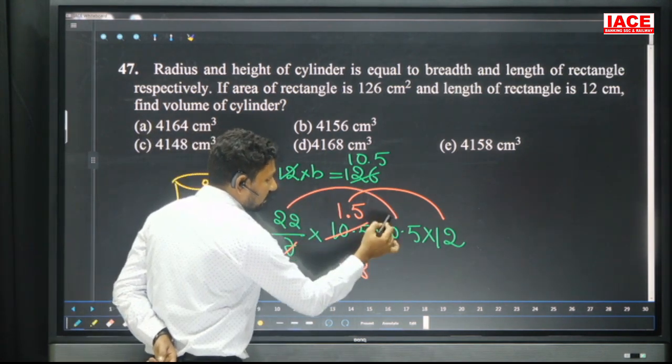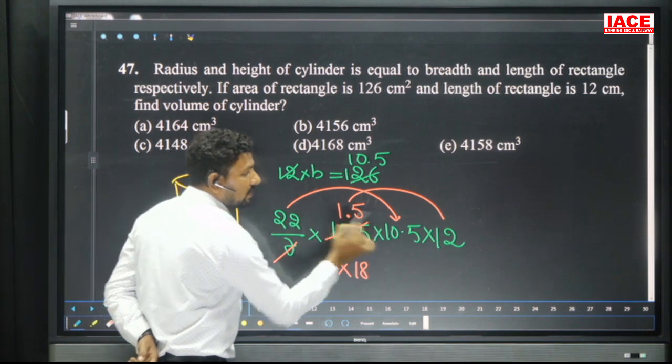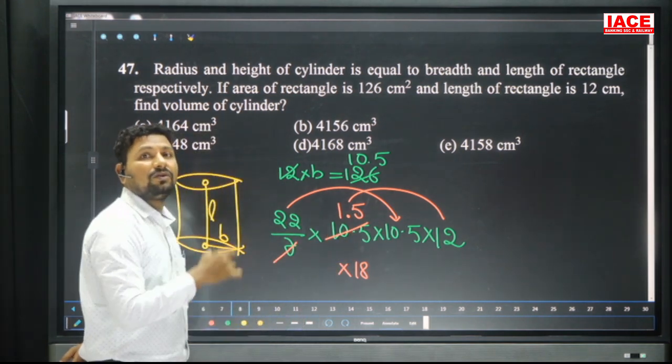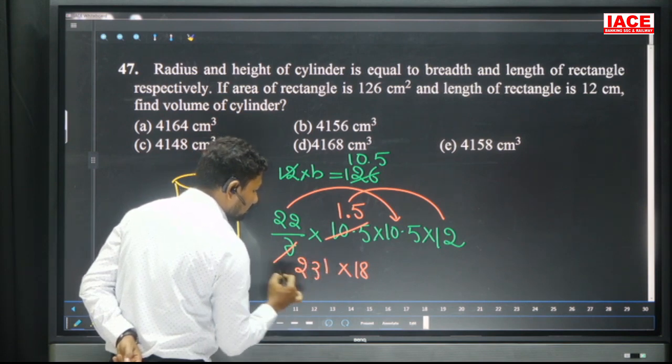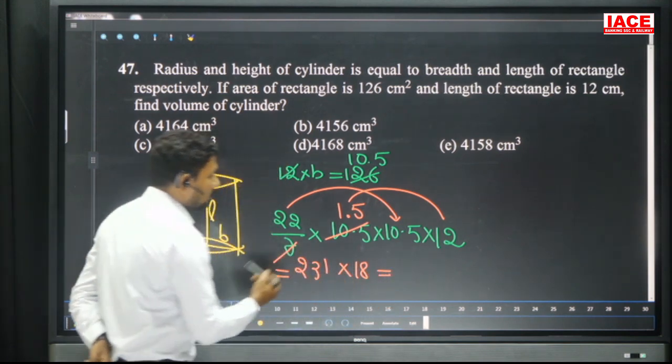Look at 22, in 22 there is 2, 2 is multiplied by 10.5 which is equal to 21. 21 is multiplied by 11 which is equal to 231. Then this 231 is multiplied by what number?